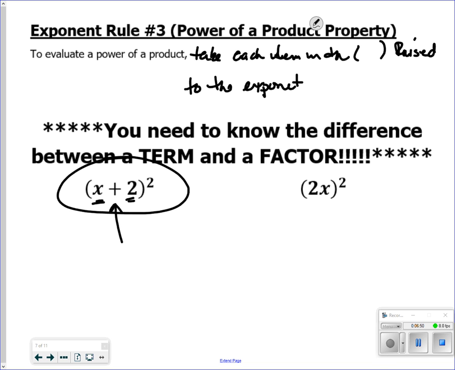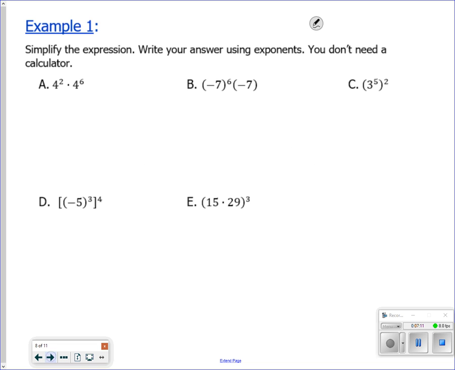Now, this does not work for this one. That is a binomial. So when I talked on the previous page, we're going to talk about that later. X plus 2, anytime there's an addition or subtraction sign between terms, that is a no-no, and we need to make sure we do that differently, and we are not ready for that yet. So this one we can use 2 squared and x squared. So again, both items in the parentheses. It's kind of like distributing, but I hate to say that. Both items in the parentheses are raised to the exponent.